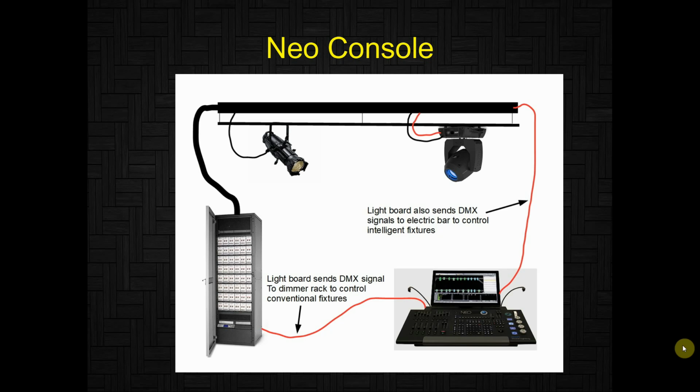So here's the idea. Here's our lighting console. It's sending out DMX signals via a cable to the dimmer cabinet, and then the dimmer rack is actually sending out actual power to these conventional fixtures to determine how bright they are. Now, the lighting console is also sending signals out directly to the intelligent fixtures and basically controlling what they do, what color, what position, zooming, irises, those kind of things, depending upon how many features your intelligent lights have. So the console is sending signals out to both types of fixtures.